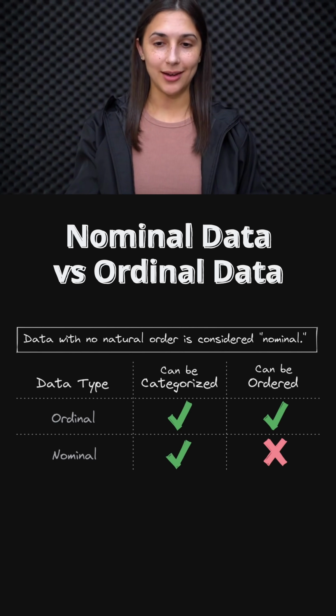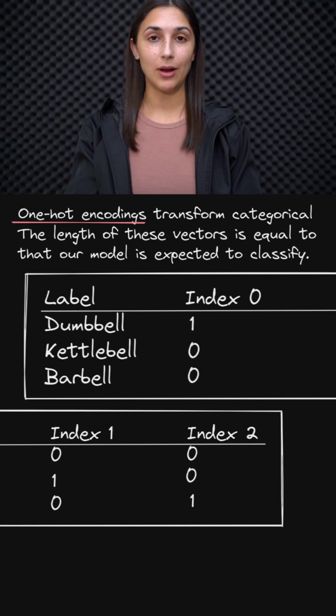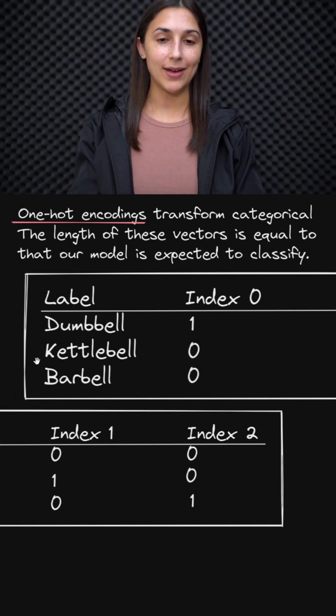This is where one-hot encodings come into play. One-hot encoding is a technique used to transform categorical labels into vectors containing zeros and ones. And the length of these vectors is equal to the number of output classes, or the number of categories that we have for our nominal data. So down here we have our gym equipment example, where each of our categorical labels have been transformed into the vectors that we see here.